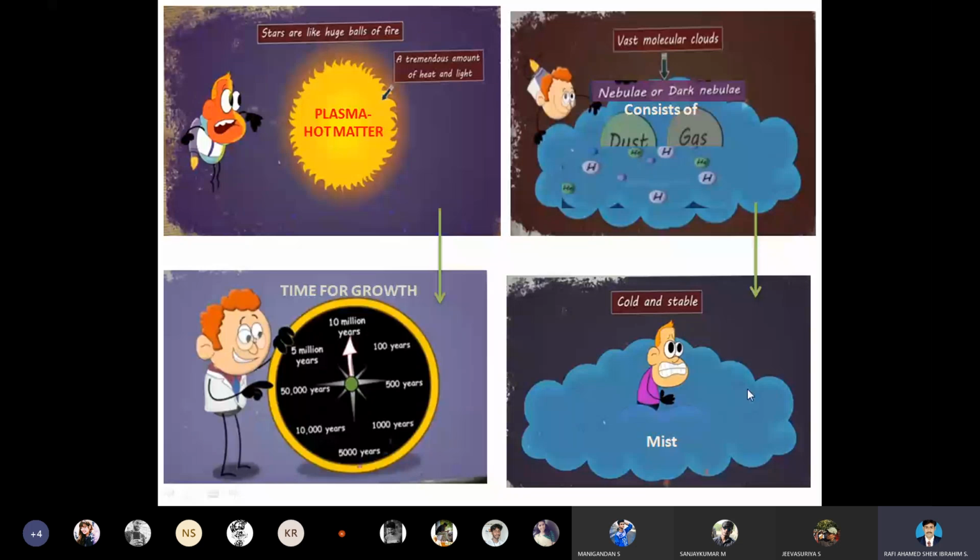This is the nebula. In Latin, nebula means a mist. A mist is a cold and stable medium. So these are the stages we are studying in the formation of the star: a cold and stable medium.